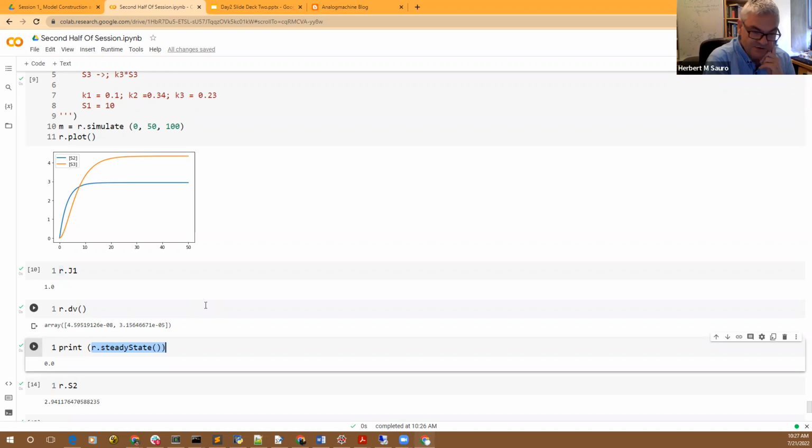So steady state uses a completely different algorithm. It's similar to the one that Compartments uses. Actually, we have two built in.